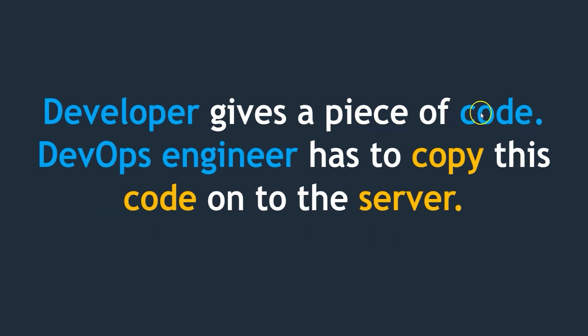Developer gives you a piece of code. To whom will they give it? They will give it to the DevOps engineers, and the DevOps engineer has to copy this code onto the server. But while the developer is giving this code to the DevOps engineer, he asks us to follow some rules or he keeps some conditions. Let's see those conditions or rules.